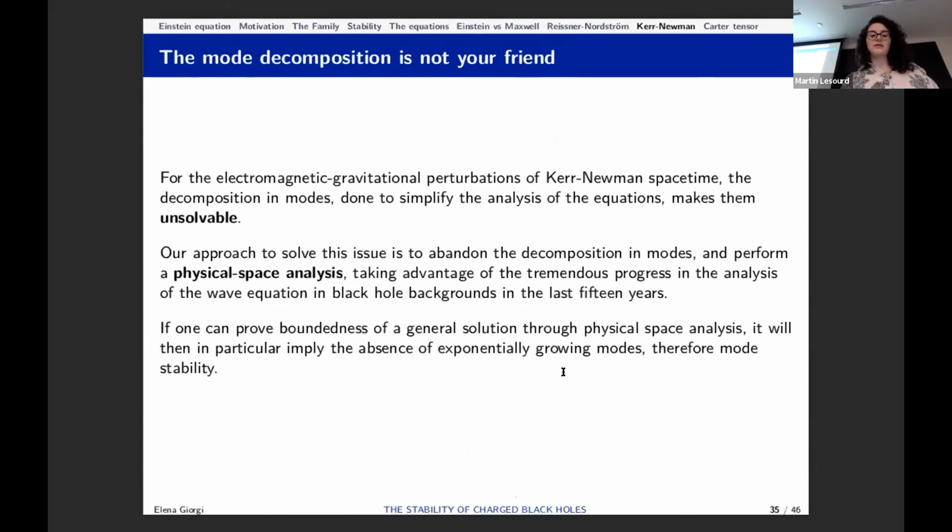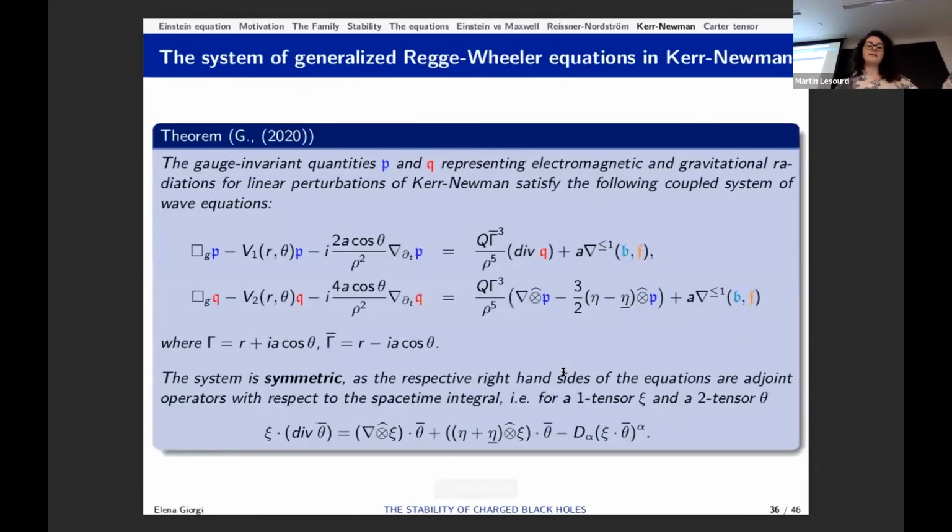So what about instead the physical space analysis? Well, this is something that I've been doing in the past few years. What you obtain in this case is a generalization of the symmetric system in Reissner-Nordström. Now this is a symmetric system of generalized Regge-Wheeler equations. So remember in Kerr you had this kind of equation, actually the second one here, with the box, a potential and a nabla t derivative sourced by some lower order term.